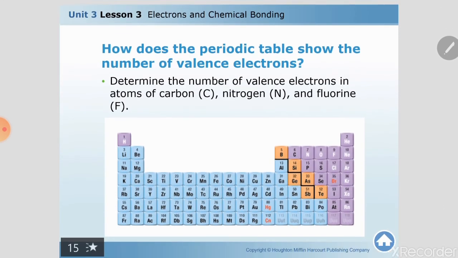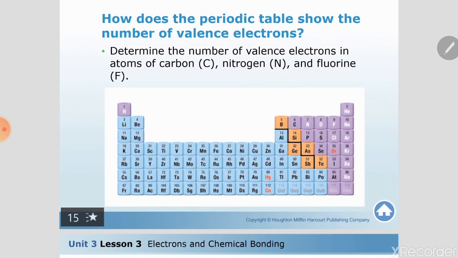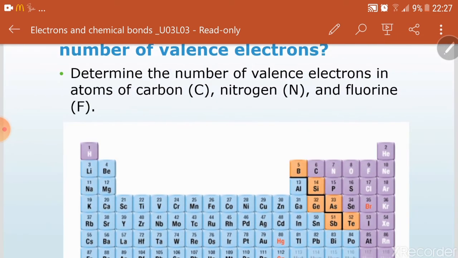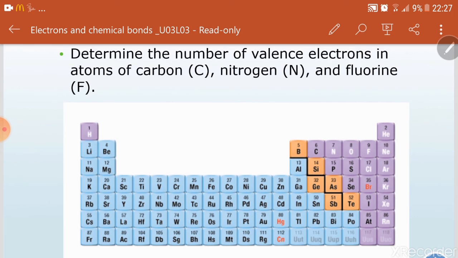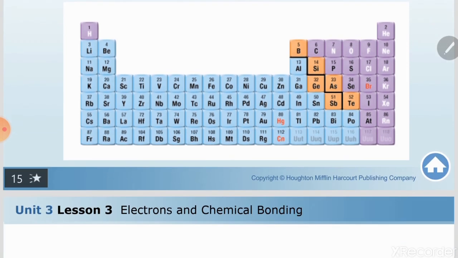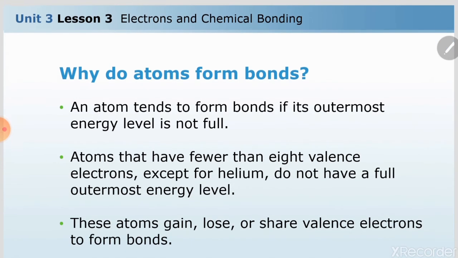Okay, so here they ask us to determine the number of valence electrons in the atom of carbon, nitrogen, and fluorine. I want you to find them, and at the beginning of the next video, inshallah, I will tell you what they are. But please try to find them by yourself, and inshallah it will be easy.